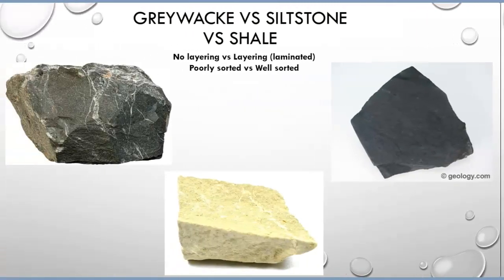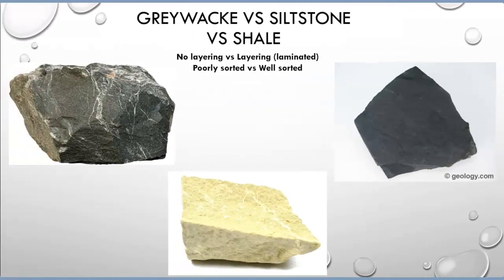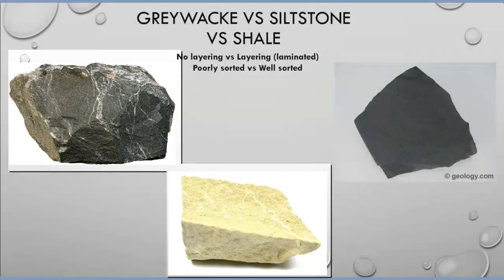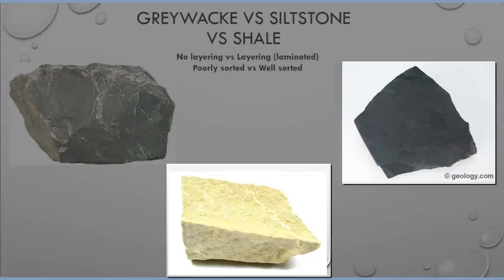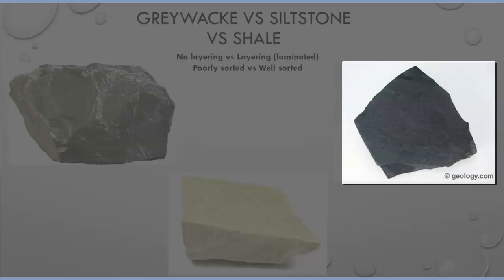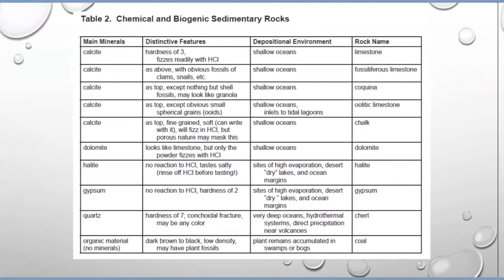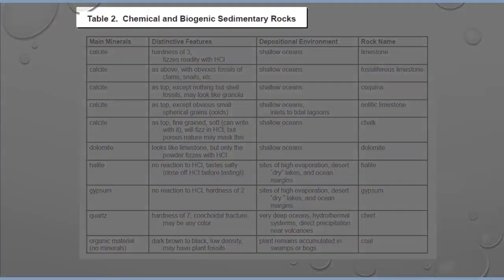Take a look at these three rocks. Sometimes they get mixed up with each other. Just remember that Greywacke has sand-sized particles, siltstone has silt-sized particles, and shale is composed of clay-sized particles. Shale often shows layering. Another group of rocks you will look at today are the chemical/biogenic sedimentary rocks.